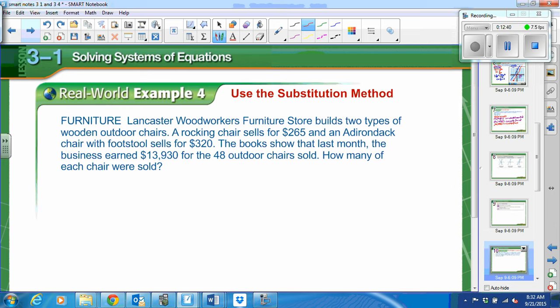Lancaster Woodworkers Furniture Store builds two types of wooden outdoor chairs. A rocking chair sells for $265. So we'll write R is going to be our rocking chair. An Adirondack chair with footstool sells for $320. The books show that last month the business earned $13,930 for the 48 outdoor chairs sold. So how many of each were sold?